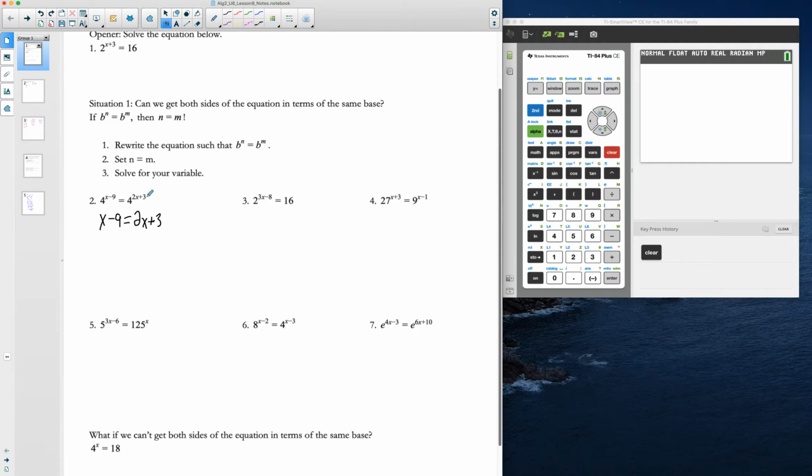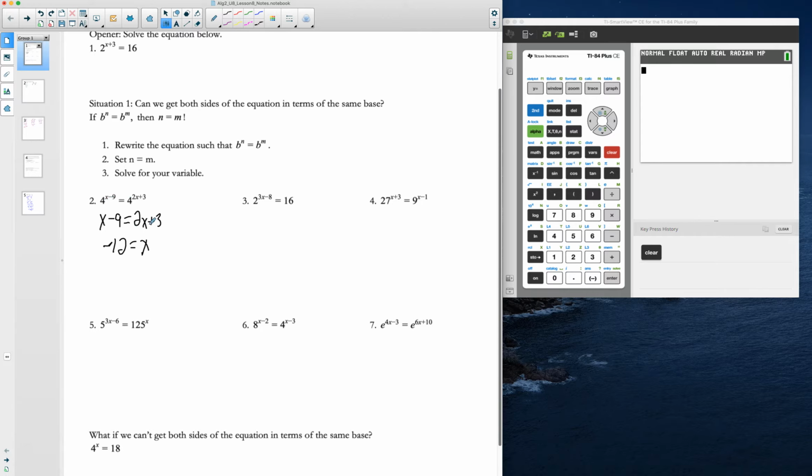And now this is just a very simple equation to solve. If I do that, I can subtract 3 from both sides, so that's negative 12. I can subtract x from both sides, and that would just be x. So I get that x is equal to negative 12. Notice I didn't have to do any manipulation. I really didn't have to do any work because the base on the left is equal to the base on the right.